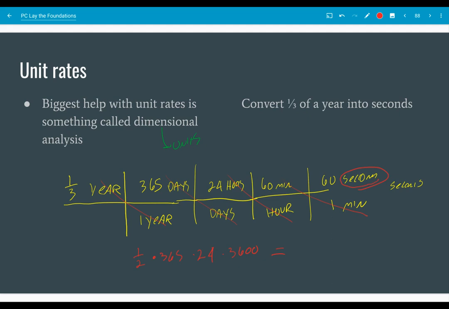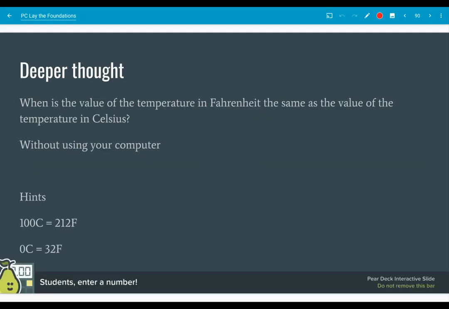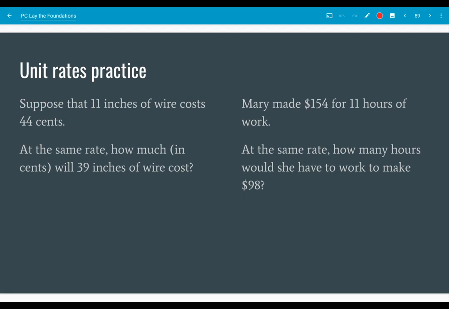And I can't tell you how many times I've been saved by dimensional analysis, not knowing how to solve a problem, but knowing what units I started with and what units I needed to end with, and just kind of filling in the gaps from there. Okay. So here's some unit rate practice. Give this a shot and see what you can come up with. Actually, I'll do this first one with you. You can do the second one.